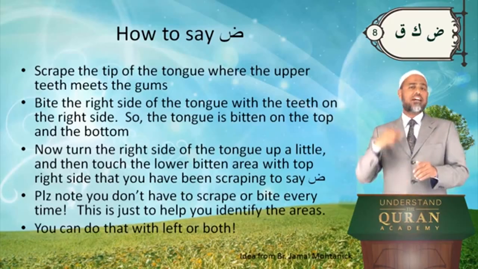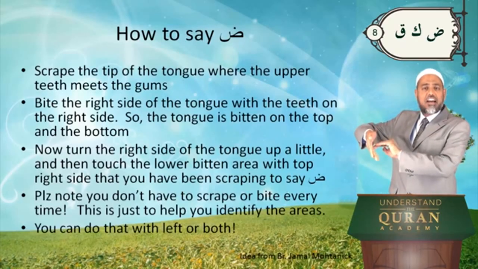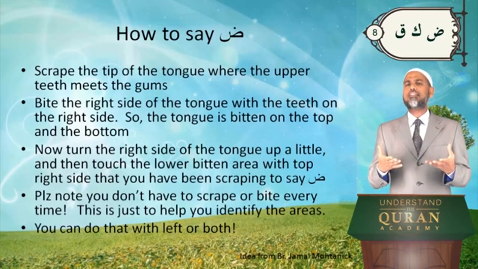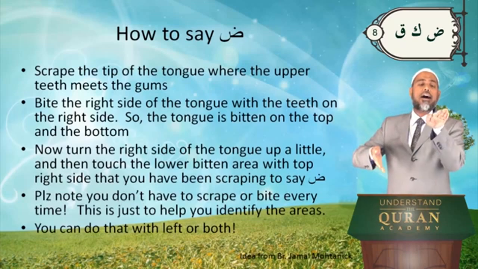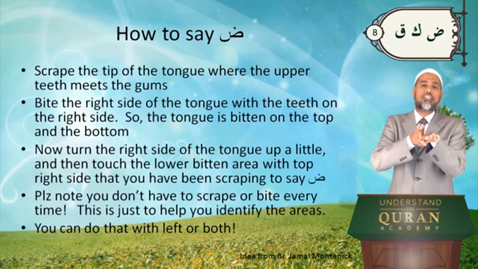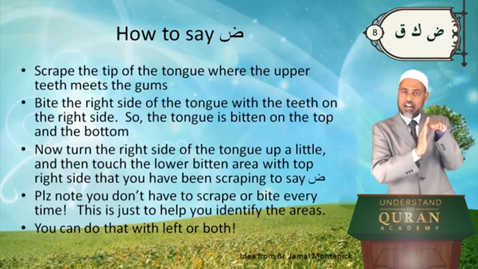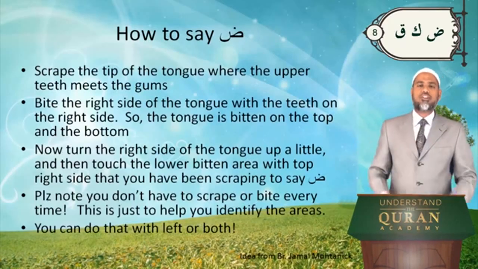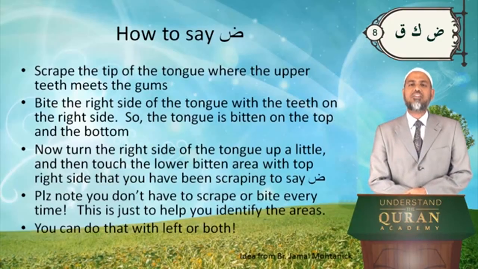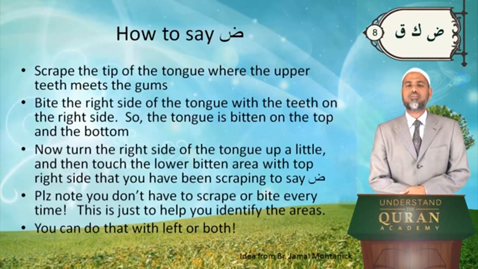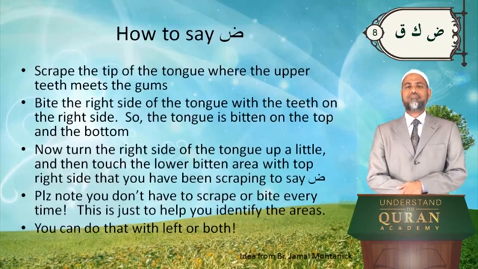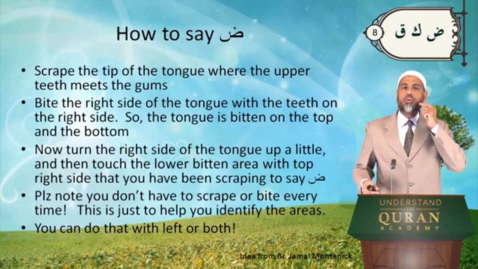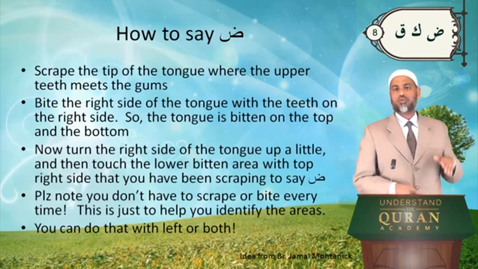Please note that you don't have to scrape this area every time you say Dad, or bite the tongue. This is just to identify which area and which side of the tongue is to be touched. So touch the right side of the tongue to the roots of the molars. That is how you say Da. Dad or Da. You can do that with the left side also if you have better control, or both.